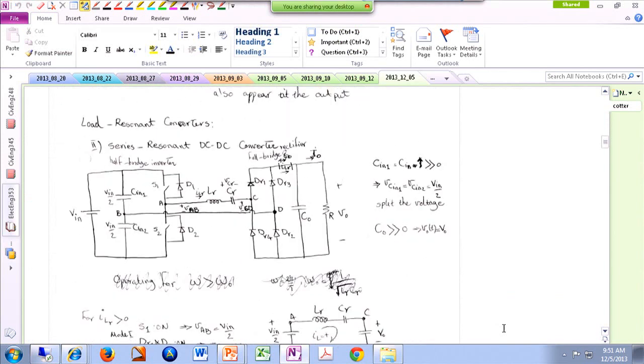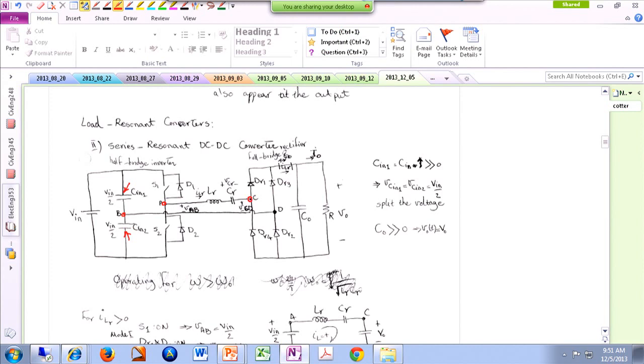So what I'm doing is I'm focusing on the voltage from point A to point B. According to my switching pattern, it's either Vin over 2 or negative Vin over 2. That's the voltage of either this cap, which is Vin over 2, or the voltage of this cap in a reverse manner, which is negative Vin over 2.